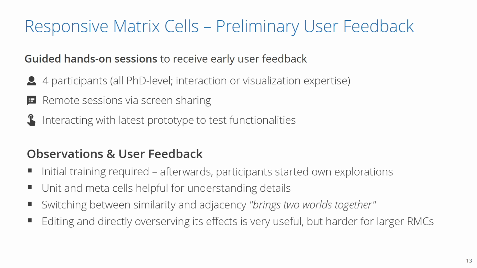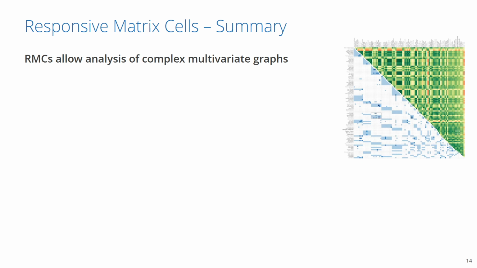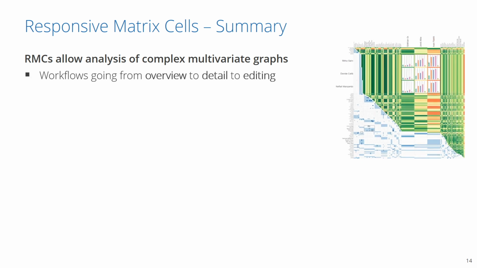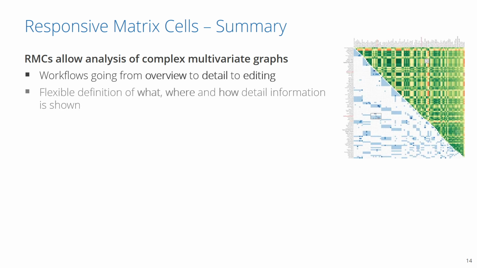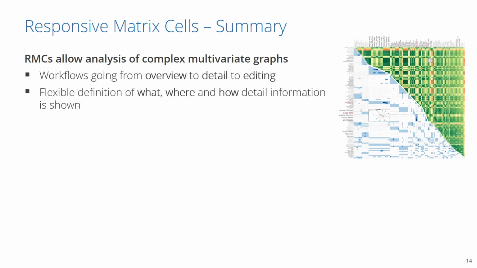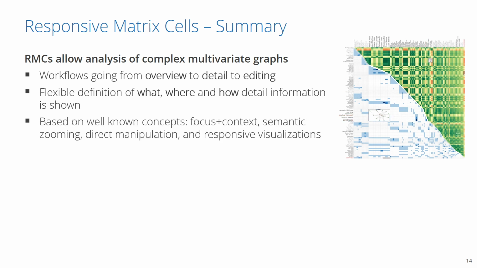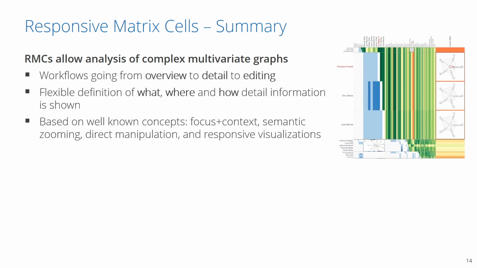remaining matrix. As illustrated by our live demonstration and the user feedback, we believe that responsive matrix cells are a promising solution for analyzing complex multivariate graphs. They enable workflows that seamlessly go from overview to detail to editing, offer a flexible definition of what, where, and how detailed information is shown, and are based on well-known concepts including focus and context, semantic zooming, direct manipulation, and responsive visualizations. Our responsive matrix cell approach shares limitations with these base concepts.